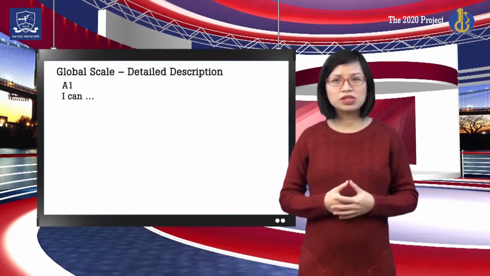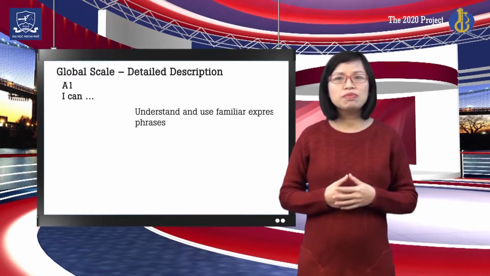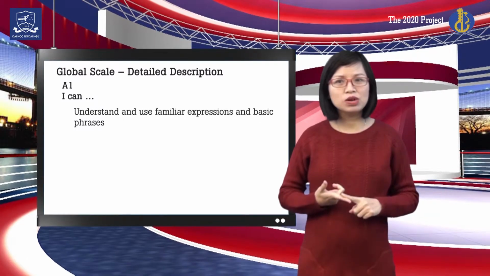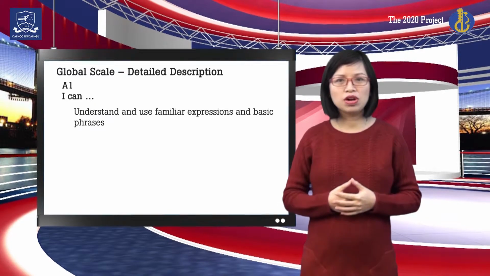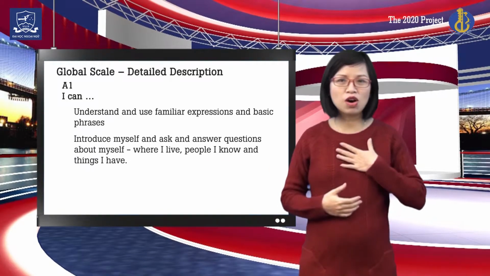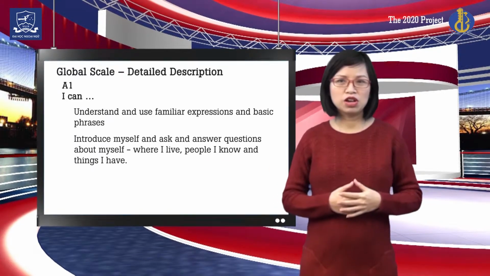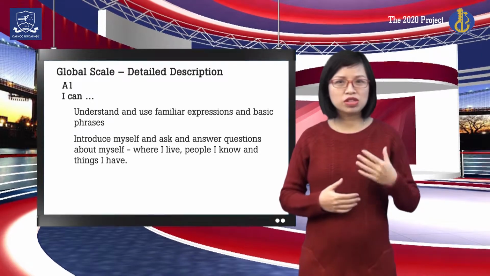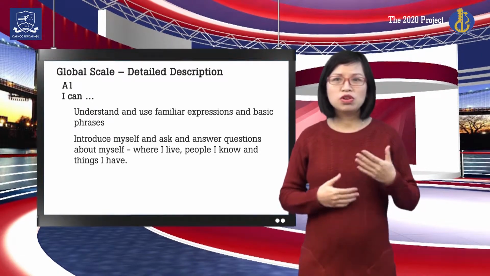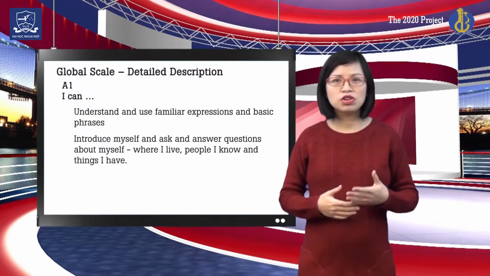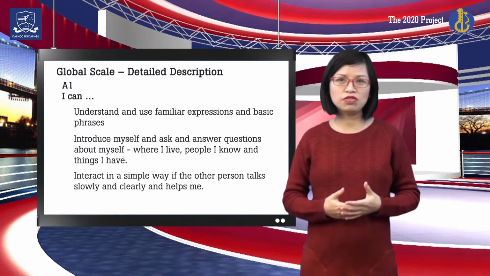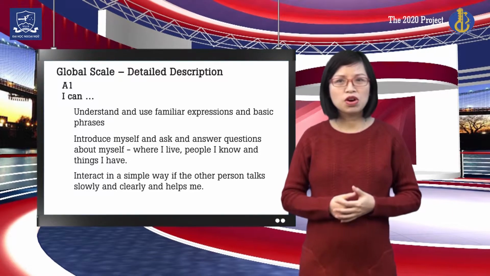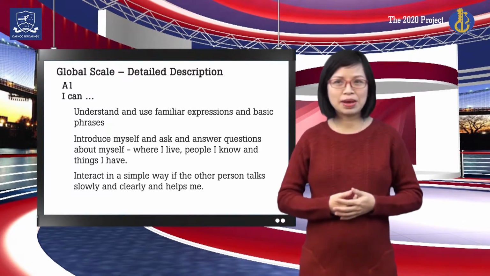At this level, some keywords are familiar, personal details, and simple. That means at the end of this level, you will be able to talk about yourself and your immediate environment. For example, introduce yourself, your name, your age, where you're from, your address, and so on. You can ask simple questions about yourself, fill out a simple form, write a postcard, etc.